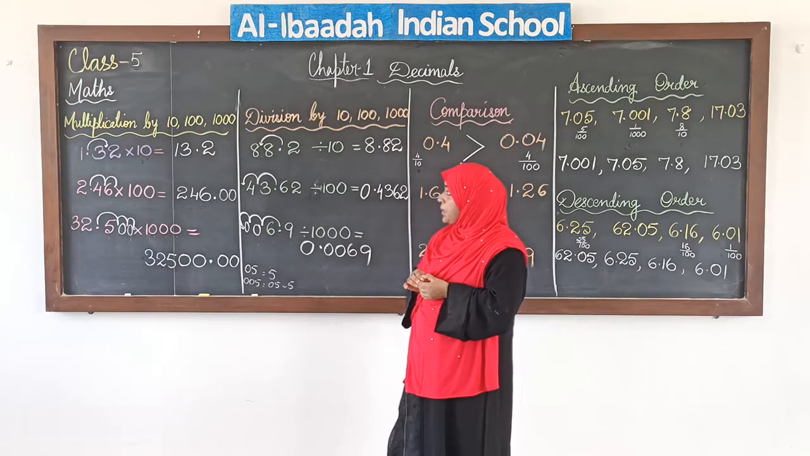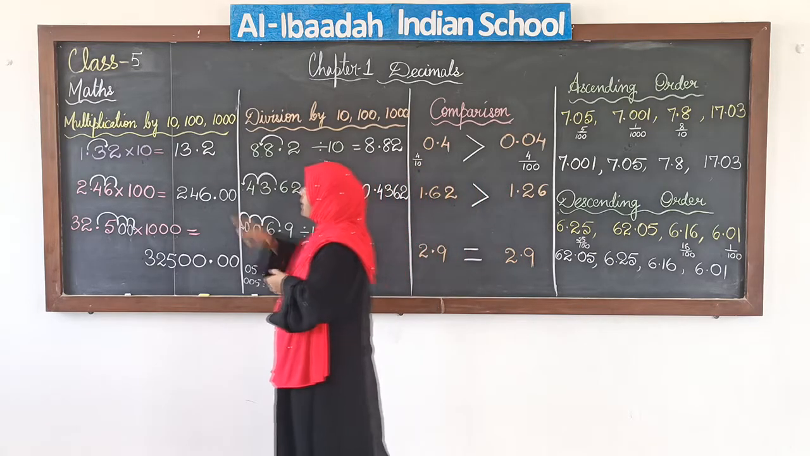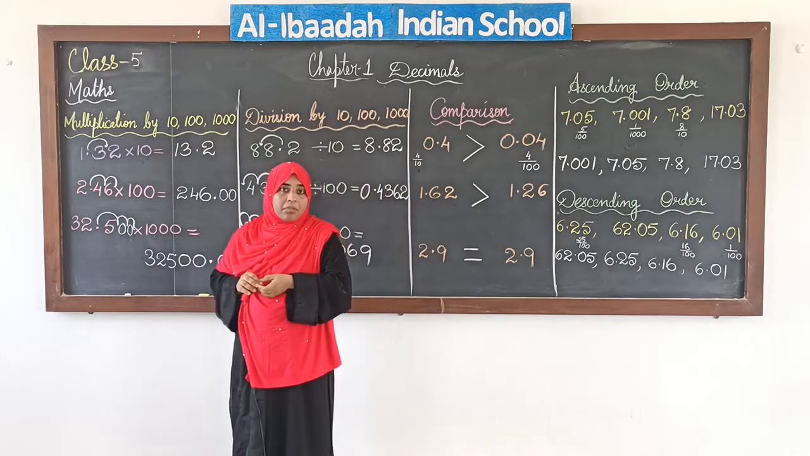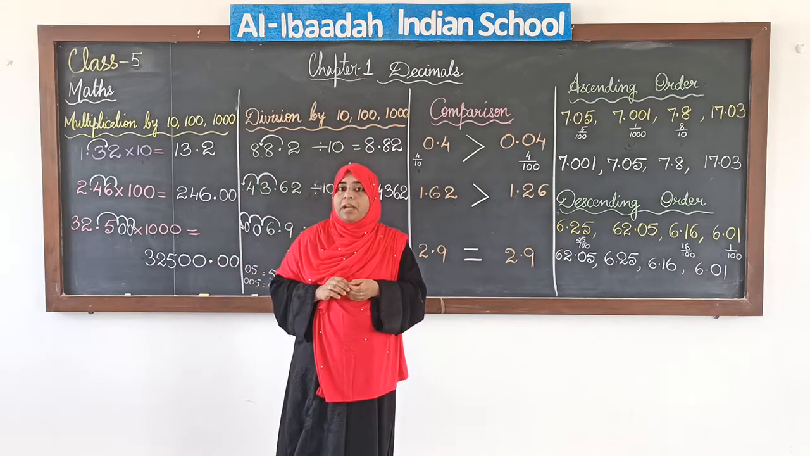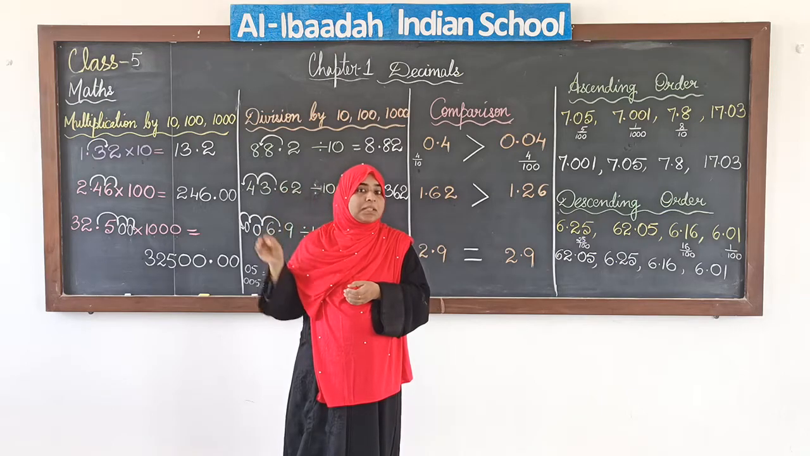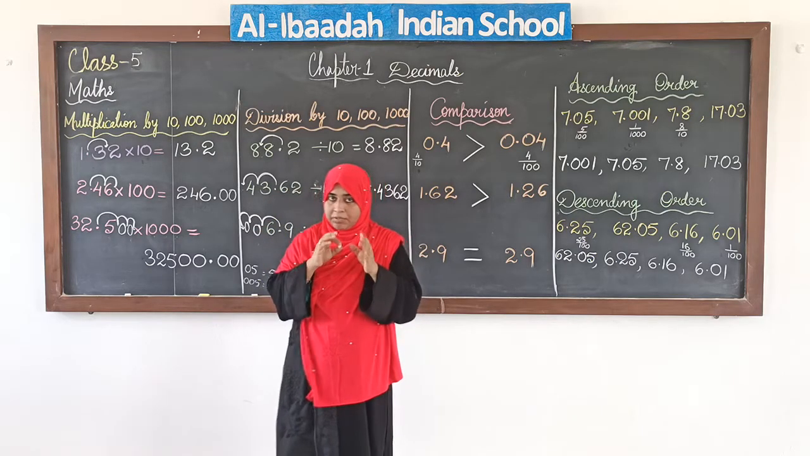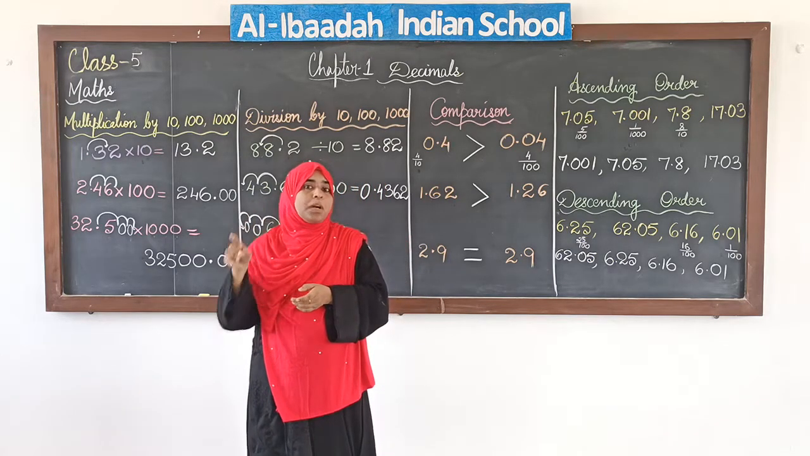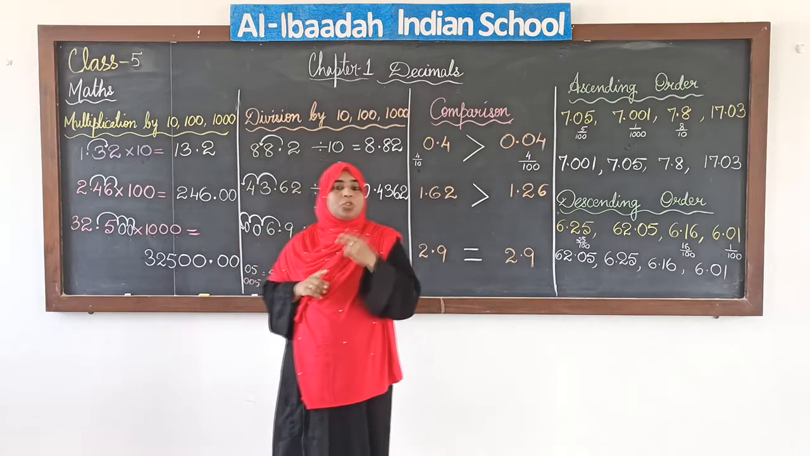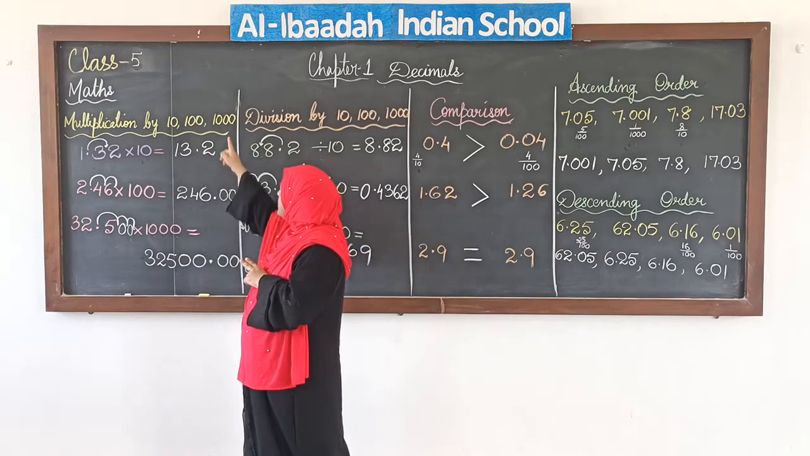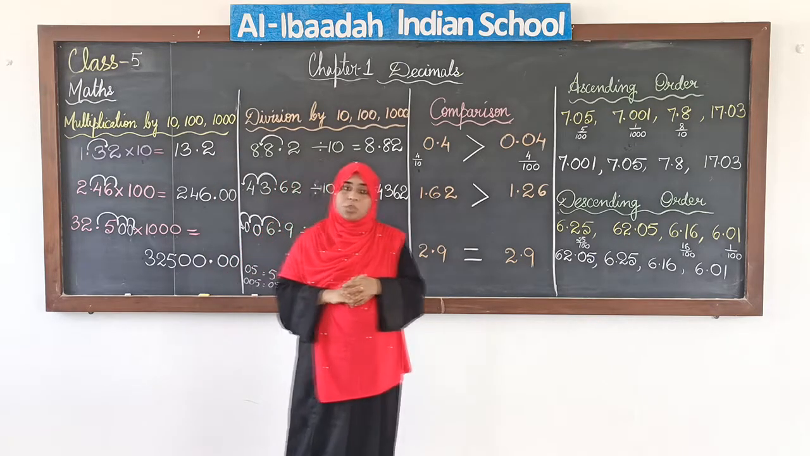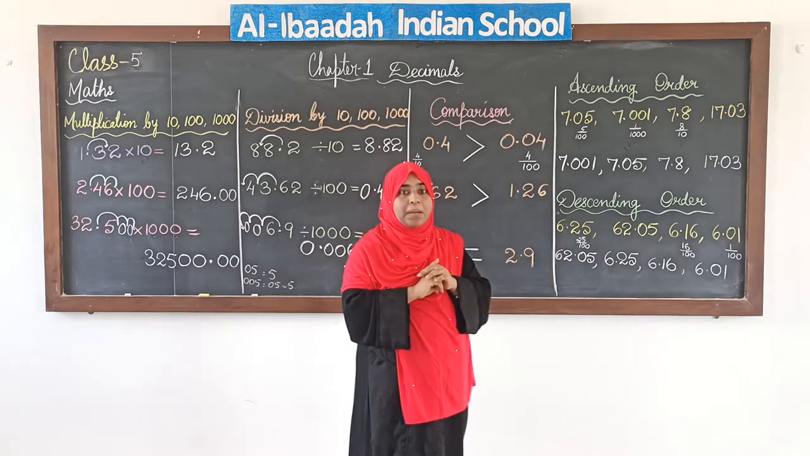We started with multiplication of decimal numbers by 10, 100 and 1000. When we multiply the decimal numbers with 10, 100 and 1000, we have to move the point towards the right side. If you are multiplying with 10, we shift 1 place towards the right. If it is 2 zeros, we shift 2 places towards the right. If it is 3 zeros, we shift 3 places towards the right side when we are multiplying.